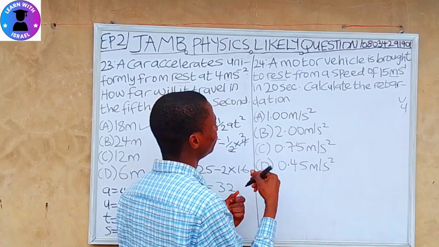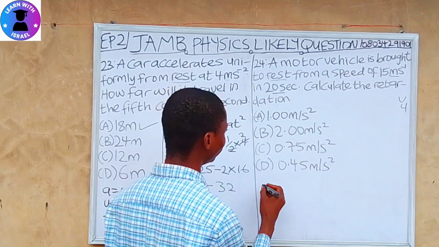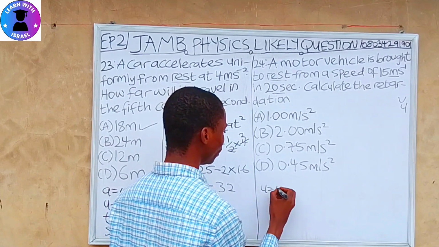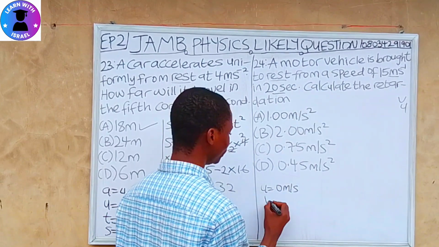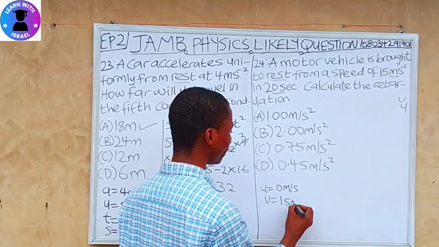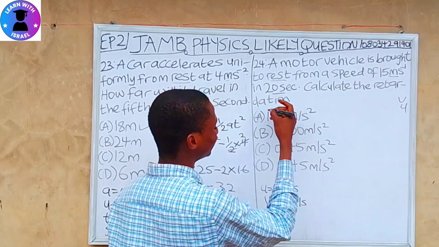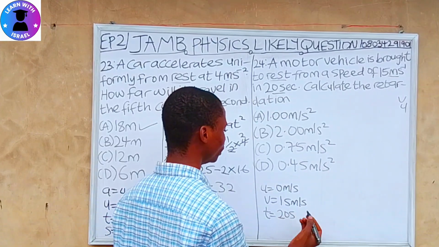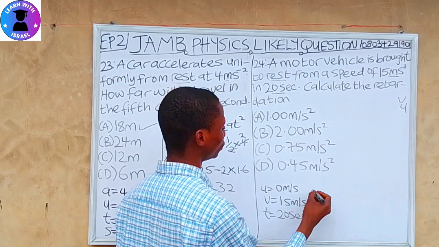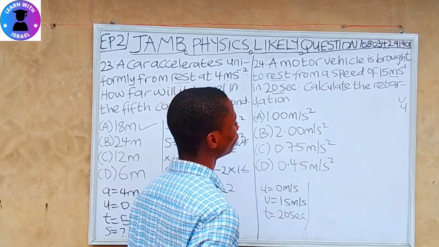So our time is 20 seconds. So let's write out our givens. Our u is 0 meter per second, and our v, which is final velocity, is 15 meter per second, and our t, which is time, is 20 seconds. So how do we solve?